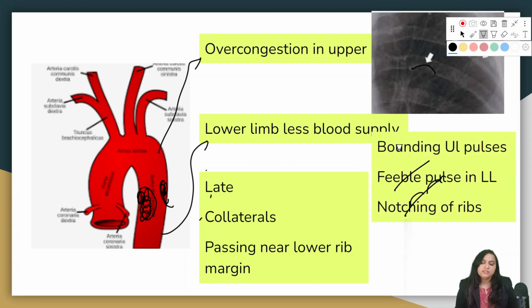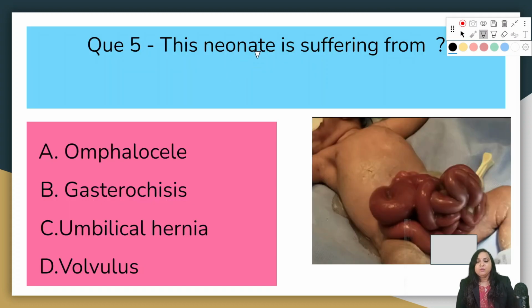One more important thing would be a bounding upper limb pulse, a feeble lower limb pulse, as well as notching in the ribs. Question number 5. This neonate is suffering from omphalocele, gastroschisis, umbilical hernia, or volvulus. What could be the answer?